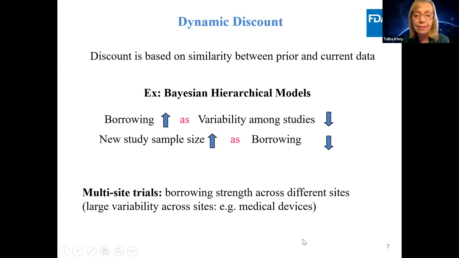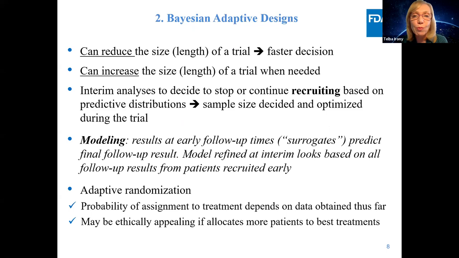Now, another way to use Bayesian in the regulatory setting is by Bayesian adaptive designs, which can reduce the size of a trial and you reach a faster decision, or it can increase the size of a trial when, as the trial goes on, you see that you didn't have enough power to start with. For instance, if the effect size is a little smaller than was thought at the design of the trial. So you can use the interim analysis to decide to stop or to continue recruiting based on predictive distributions. And in that case, the sample size is decided and optimized during the trial.